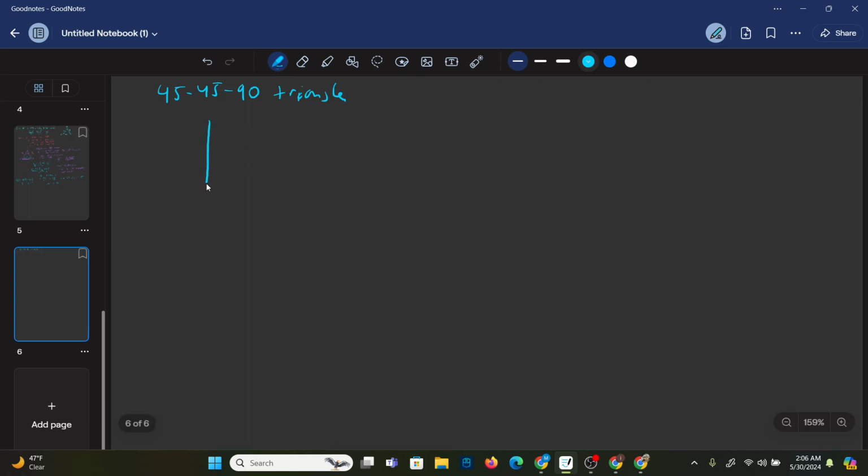And this is a right triangle. It has 90 degrees, 45 degrees, 45 degrees. Now the legs would be equal to x, this would be equal to x, and the hypotenuse would be equal to x times the square root of 2. So that's the 45, 45, 90 triangle.